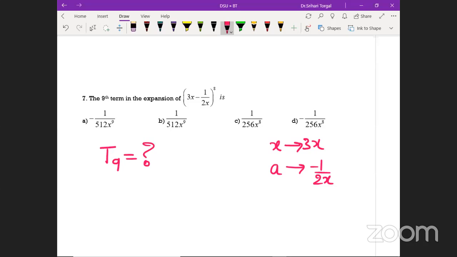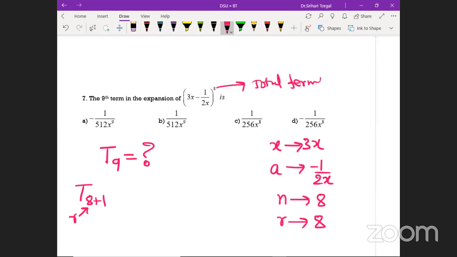Now, what is in place of n? We have 8. What is in place of r? That we have to decide now. I can write this as 8 plus 1, so r is 8. What is the meaning of this? They told you to find the last term, because if the power is 8, then the total number of terms after expansion is 9, one more than that, that is n plus 1. Correct?